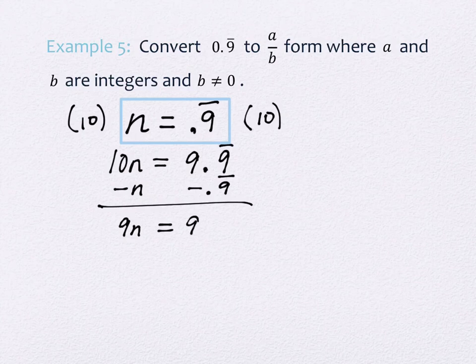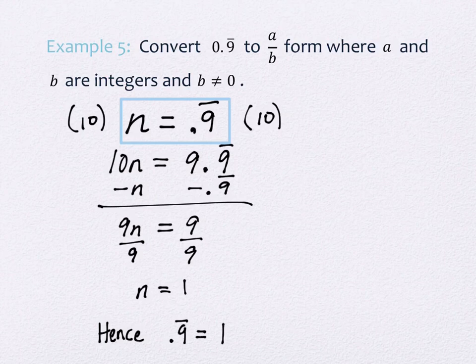And what is 9.9 repeating minus 0.9 repeating? It's 9. And if I divide by 9, what in the world happened? What? Oh yeah, for real. Hence, 0.9 repeating equals 1.